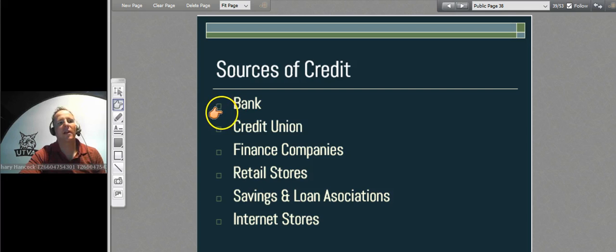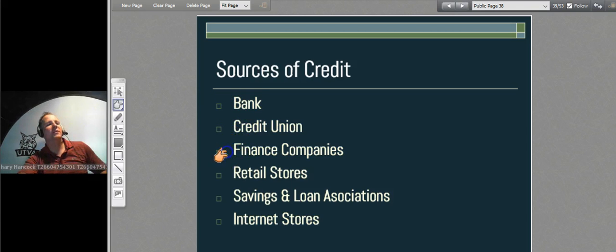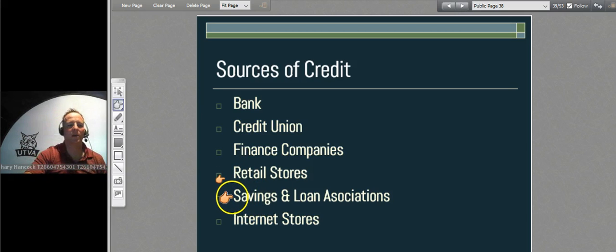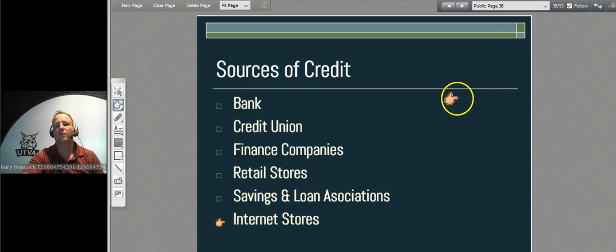So sources of credit, so they can come from different areas. So banks can loan you money, credit unions, finance companies, retail stores. So you've probably seen different companies, shops in the mall that can offer you money. Yeah, credit unions sometimes are. I mean, some people like banks because they're more areas, they're bigger. Credit unions, more local, that kind of stuff. Savings and loan associations and internet stores can all offer you credit. Okay.